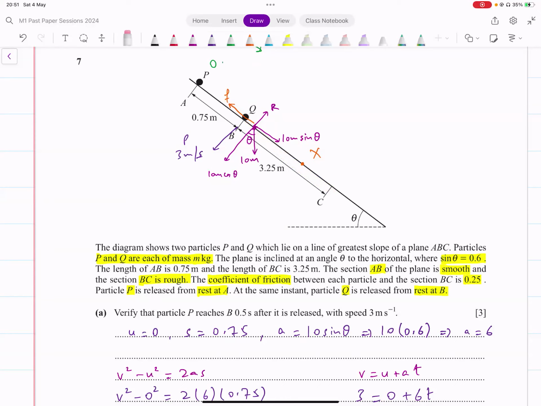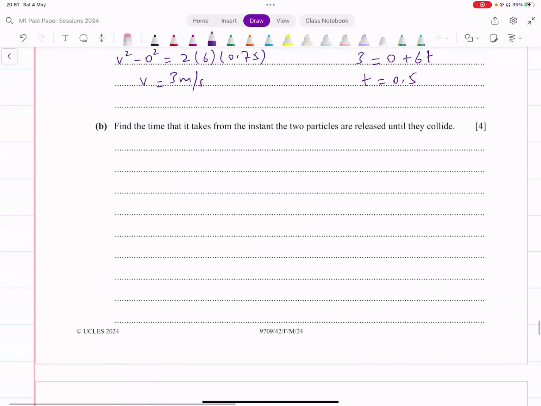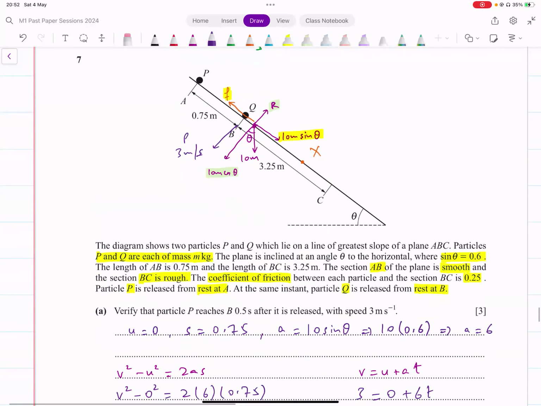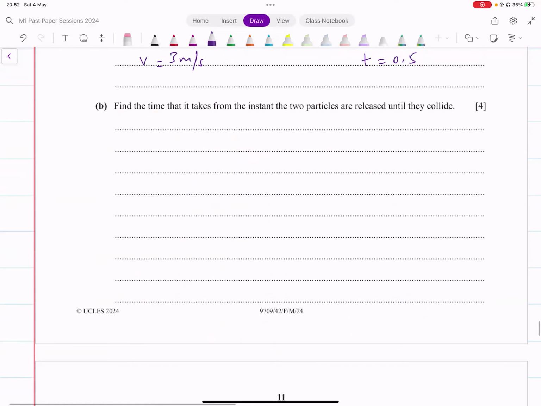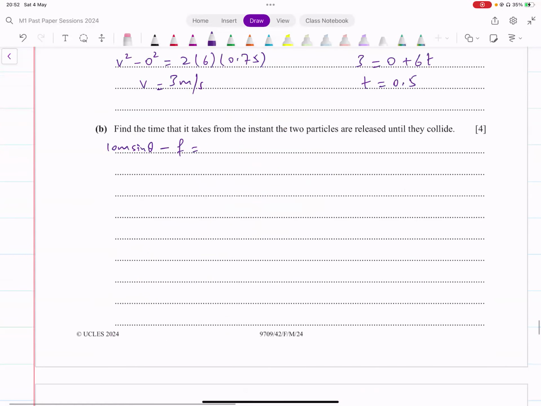Now, what are the forces that are acting? The forward force is 10m sine theta. The backward force is F. Reaction is going to be equal to 10m cos theta. Now let's use that here. The forward force is 10m sine theta. 10m sine theta minus the backward force, which is friction, equals mass, which is m, into acceleration.